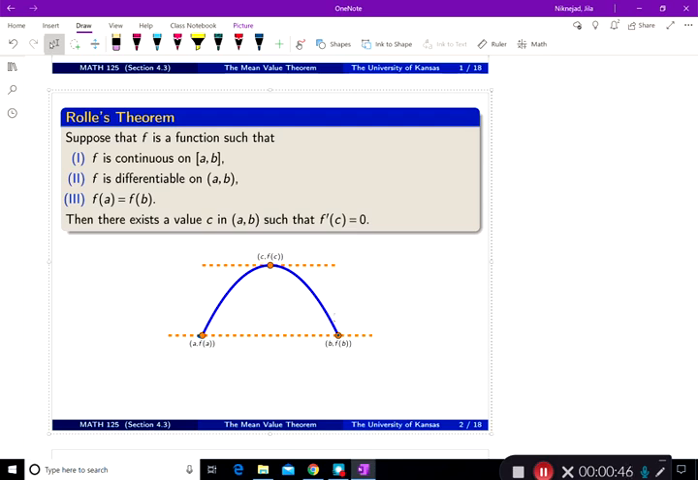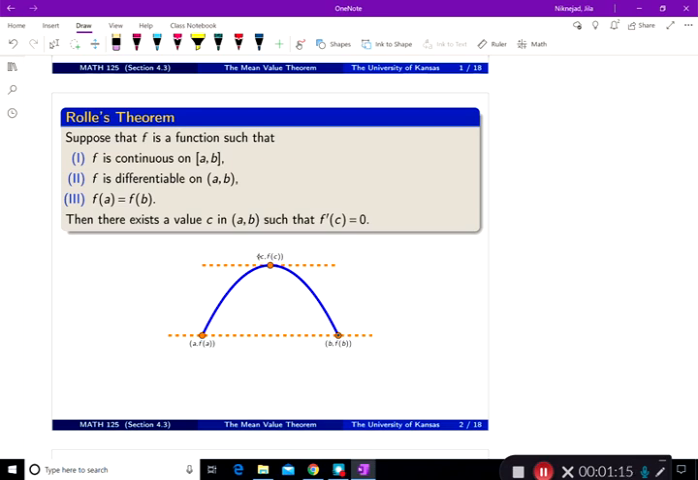So in here, we can see the picture. The picture shows that at A and at B, the y values are the same, and there's a C in between them, where you see a horizontal tangent line, which means that the derivative at that point is equal to 0.